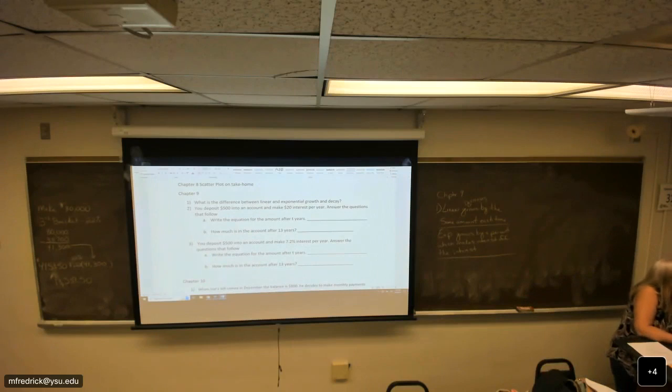Number 2, you deposit $500 into an account and make $20 interest per year. Write the equation for the amount after, and you don't have to use T, you can use X, it doesn't matter to me, but after T years. So we're depositing $500 into an account and we make $20 interest every year.